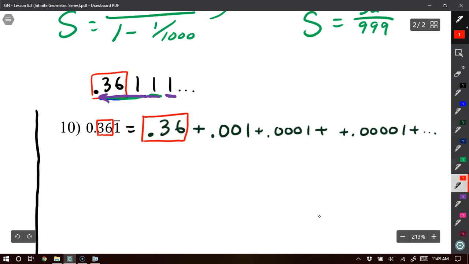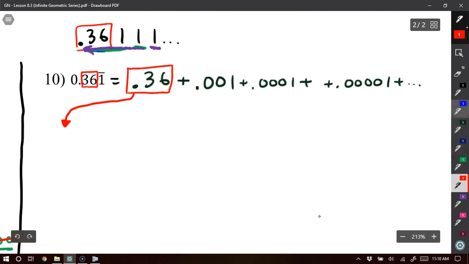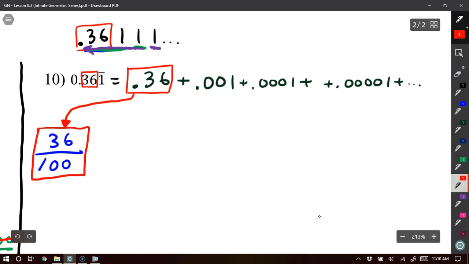Again, I'm going to keep this number as is. It is constant. It's not going to be part of the infinite geometric series. It's a 36, and there's two numbers there, so that's 36 over 100, two zeros on the bottom. That is going to stay. That is not part of the infinite geometric series.